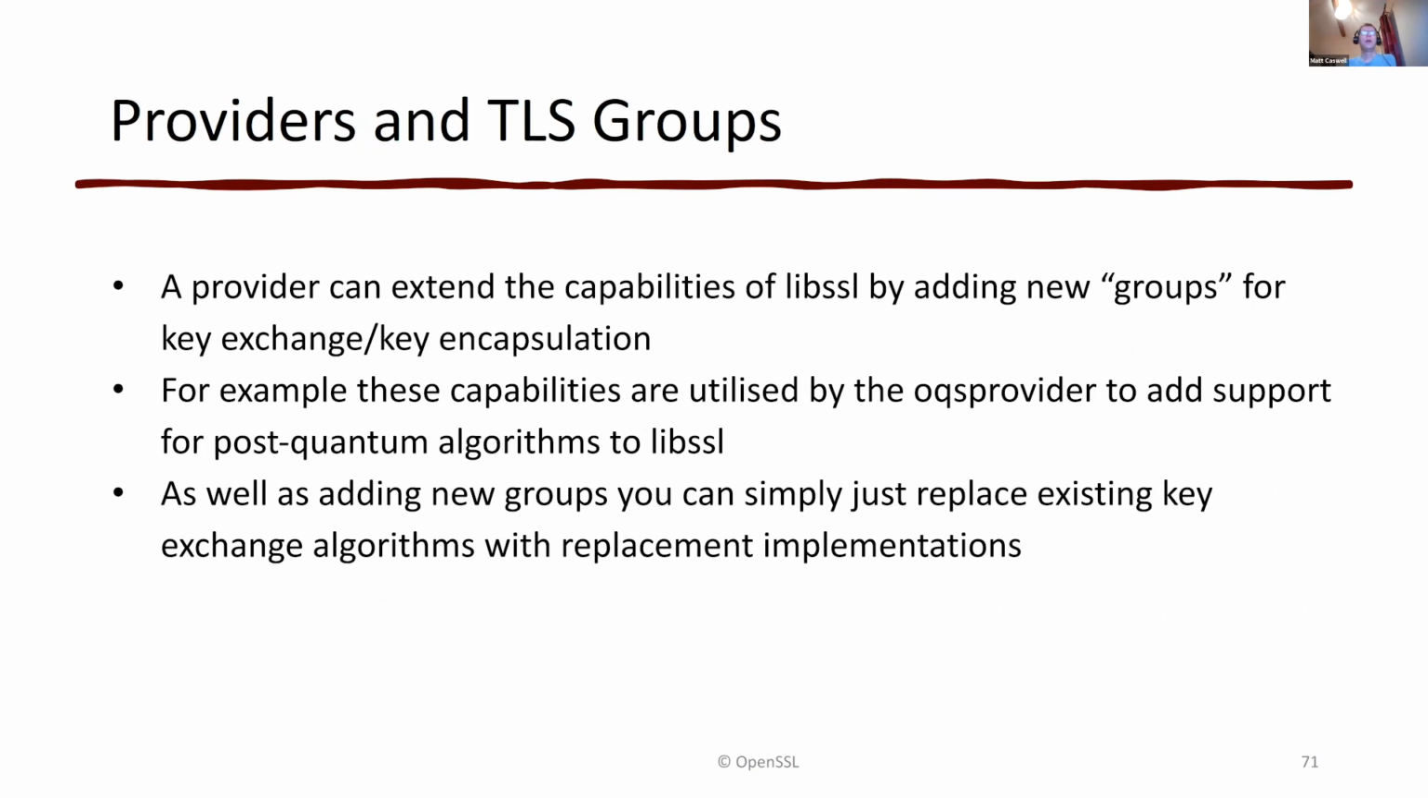So it is possible for a provider to extend the capabilities of libssl and add new groups for key exchange or encapsulation. This is something that's used, for example, by the OQS provider in order to add post-quantum algorithms into libssl. And as well as adding new groups, you can just replace the existing ones with your own implementations if you so wish.